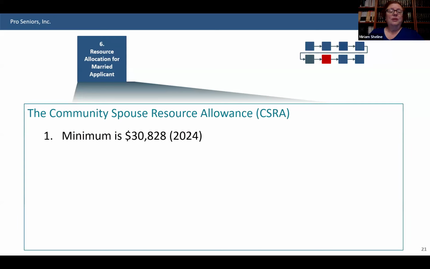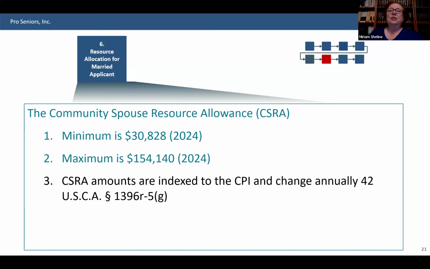So how does the community spouse resource allowance work? We have a floor and we have a ceiling and a 50-50 division between the two. Again, these numbers change every year. The minimum is $30,828. The maximum is $154,140. And there's a 50-50 division between those, and they're recalculated each year based on the consumer price index.